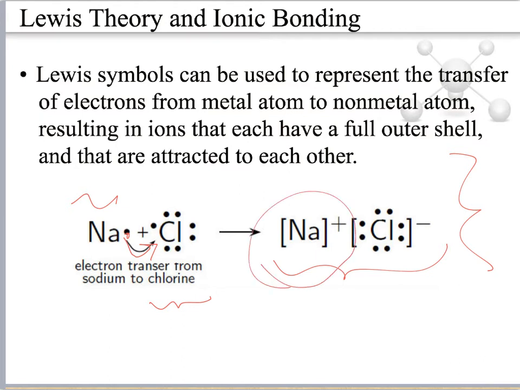Anytime you draw the Lewis structure for a cation, you show the cation as having no dots. I just say it's a naked cation, okay? And that just implies that it gave away its valence electrons. Of course, don't forget the charge. Then anions are always shown as having 8 valence electrons, or 8 dots around it.